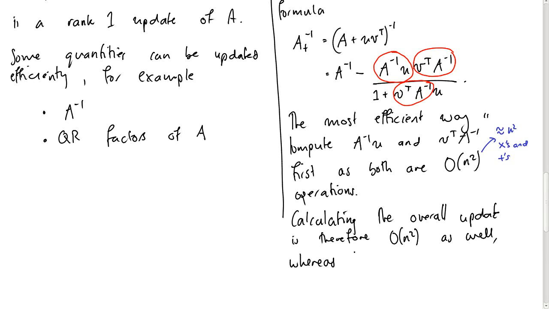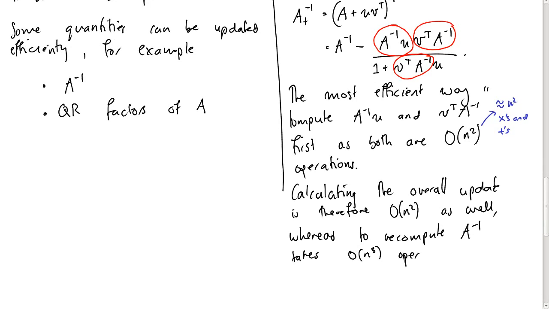Whereas to recompute A inverse takes n cubed operations. I may cover this in more detail a bit later on in the course, or I may not. But basically, to compute an inverse, which is what you have to do whenever you solve a system of equations from scratch, it takes you order n cubed operations. So Gaussian elimination takes order n cubed operations. But if we already know A inverse, and we know it's just a rank 1 update, we can do the overall update in order n squared operations, which is a big difference.